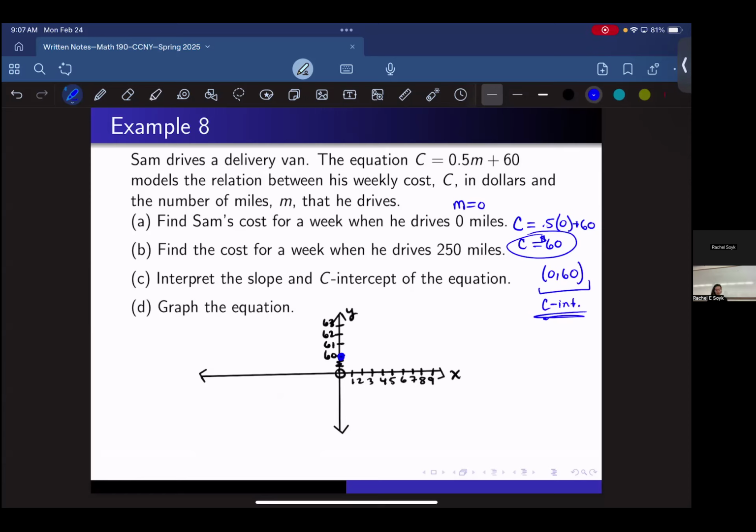Now let's answer part B. We have find the cost for a week when he drives 250 miles. So now our M is equal to 250. And so we plug it in. We have 0.5, which is just 1/2 of 250 plus 60. Half of 250 is just 125. And 125 plus 60 gives you $185, which means another coordinate point, which we won't be able to graph because these are very large numbers, but 250, 185.